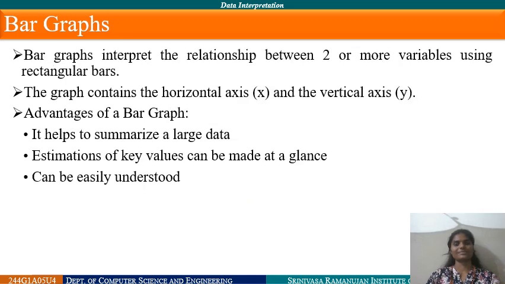What are bar graphs? Bar graphs interpret the relationship between two or more variables using rectangular bars. The graph contains the horizontal axis and the vertical axis. Advantages of bar graphs: it helps in summarizing a large data set. Estimations of key values can be made at a glance, and it can be easily understood.